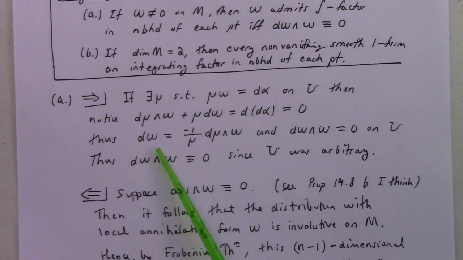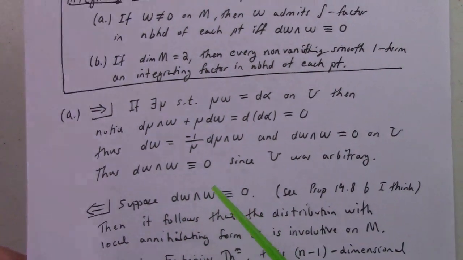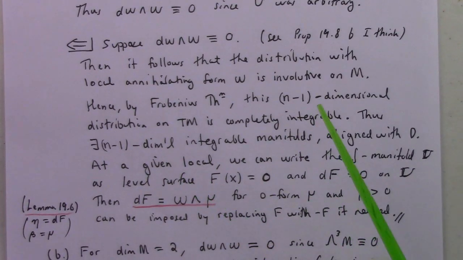And as such, I can solve for d omega minus 1 over mu d mu wedge omega, which tells us that omega wedge d omega is equal to 0 on U. There we go. But U is arbitrary, so we've got that d omega wedge omega is identically vanishing on such a manifold. Now the other direction is a little bit trickier.